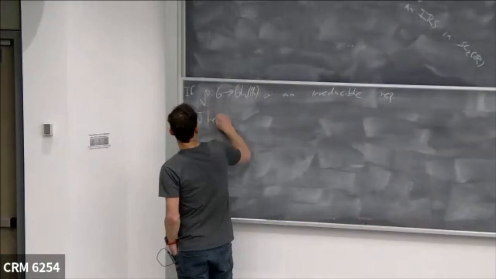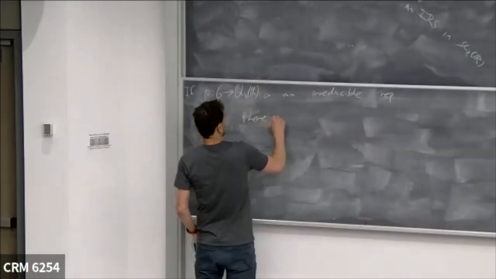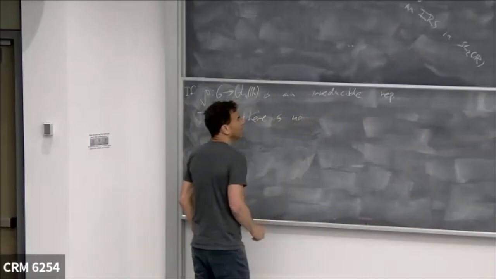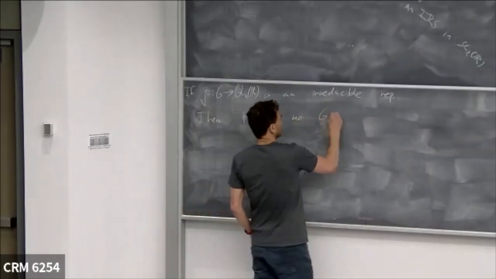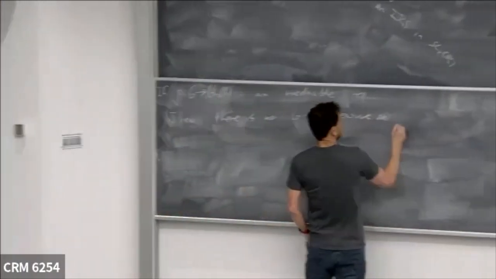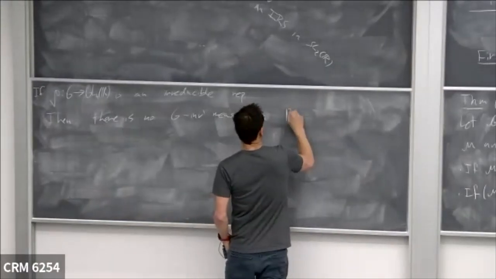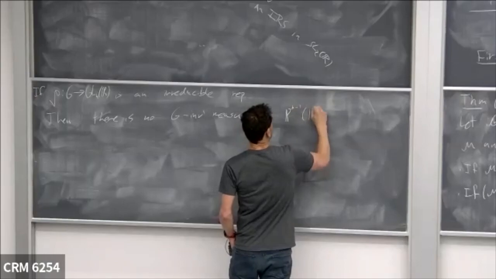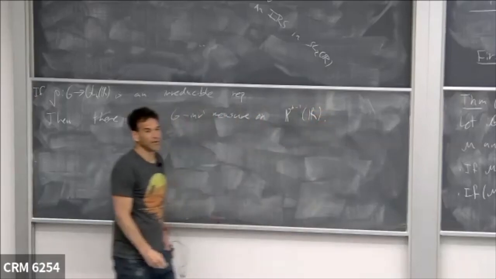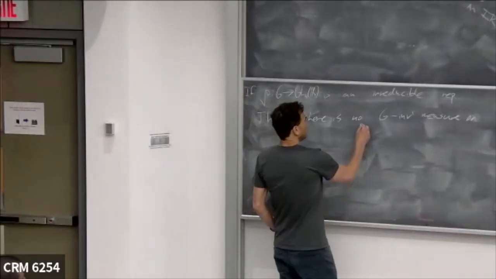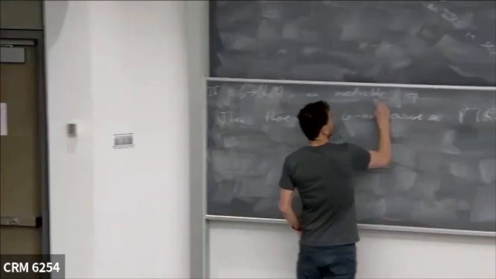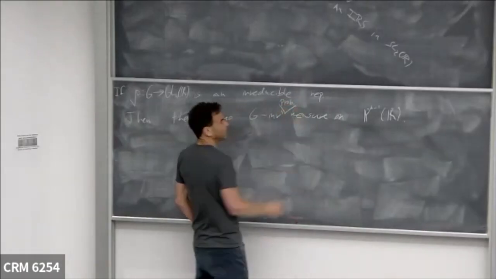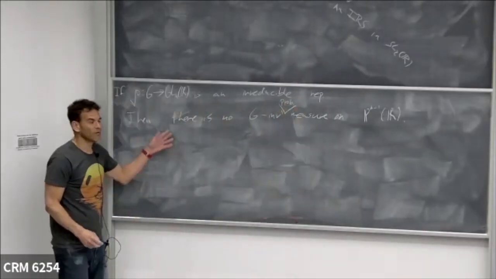Then there is no G-invariant measure on the projective space P^{n-1}(R). You cannot have a G-invariant probability measure. There's no G-invariant probability measure on the projective space.